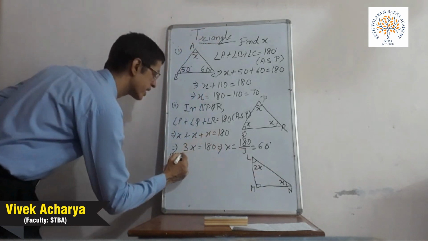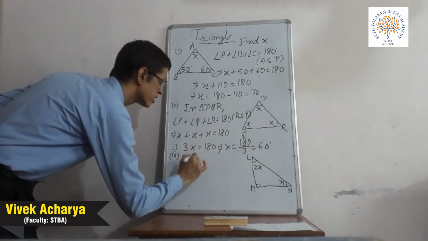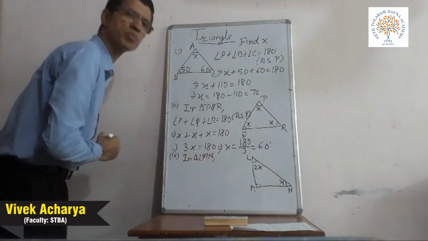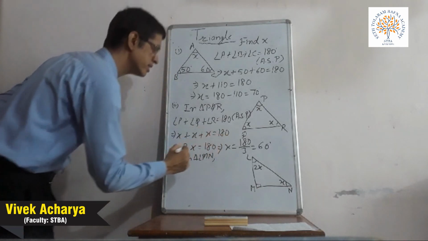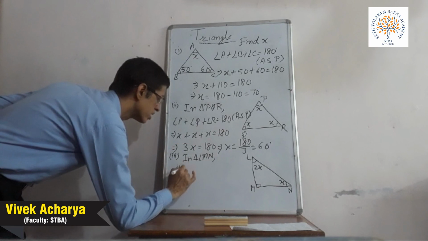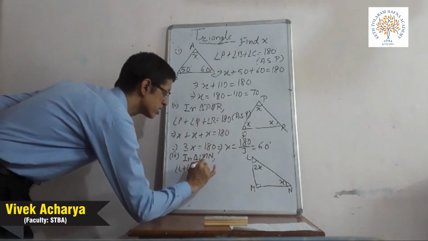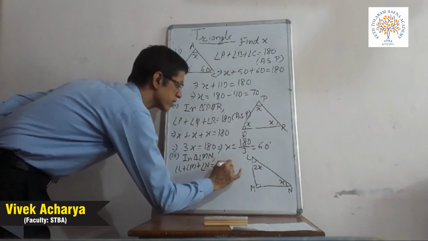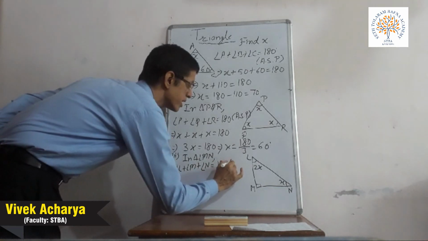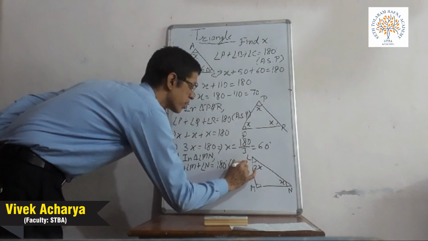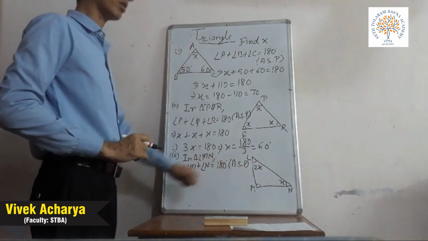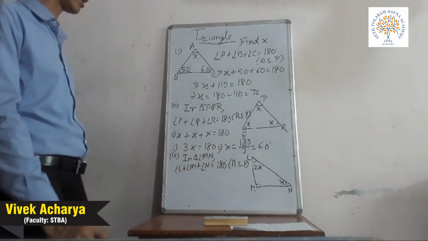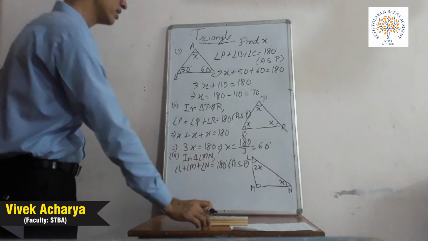So using the angle sum property in triangle LMN, using the same property again, angle L plus angle M plus angle N equals 180 degrees by the angle sum property.